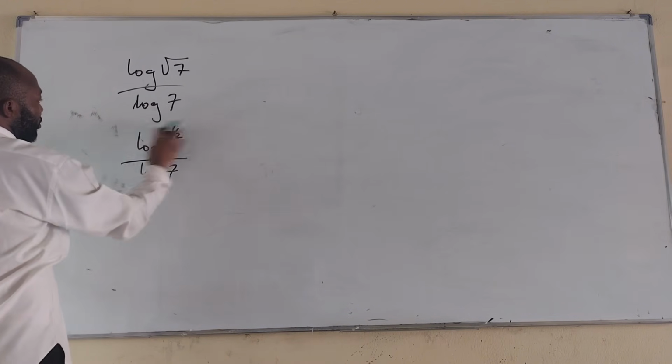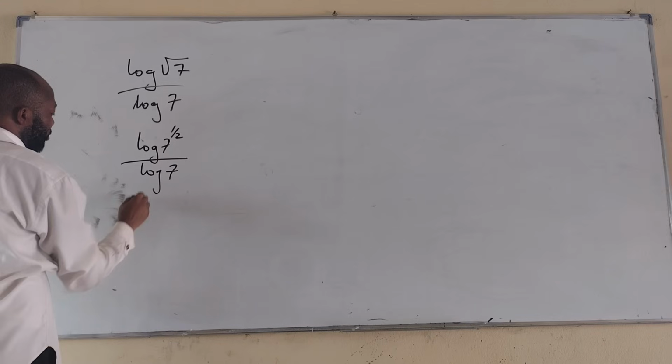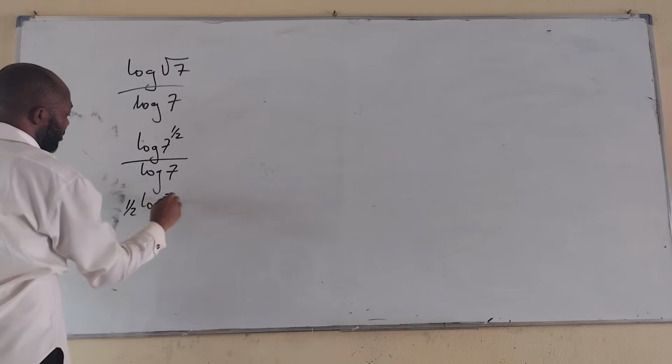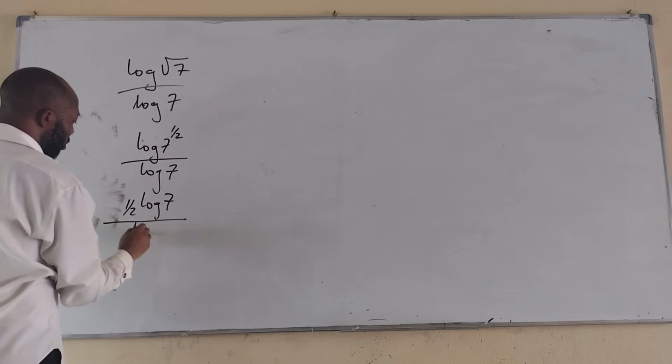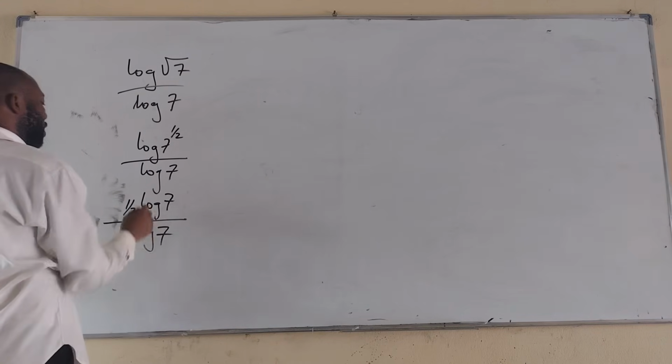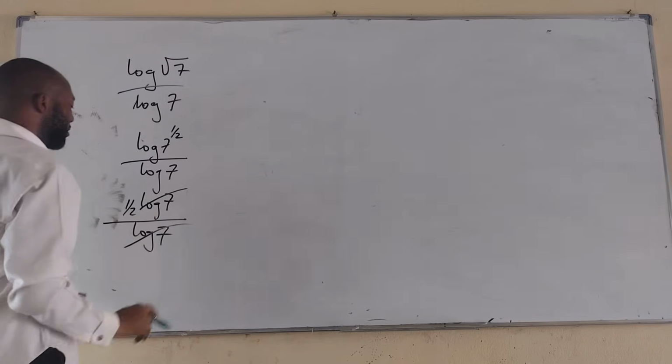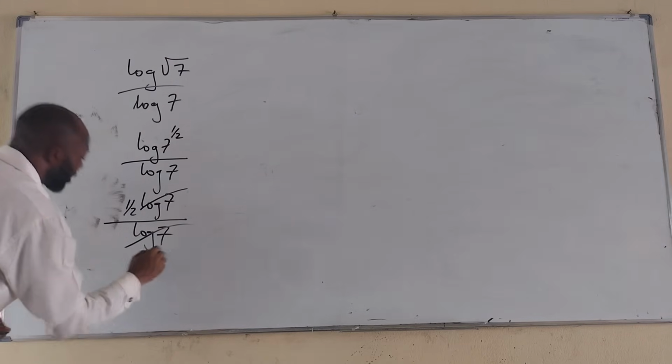And this, you see, we used to multiply. So 1 over 2 log 7 divided by log 7. The log 7 are the same. So our answer is 1 over 2.